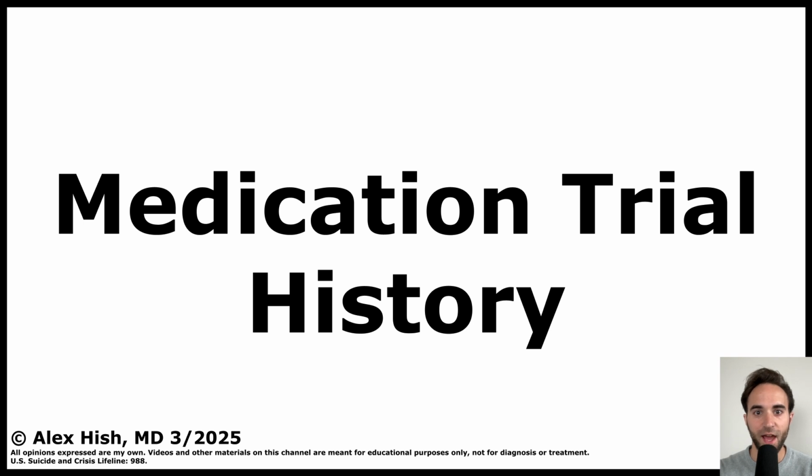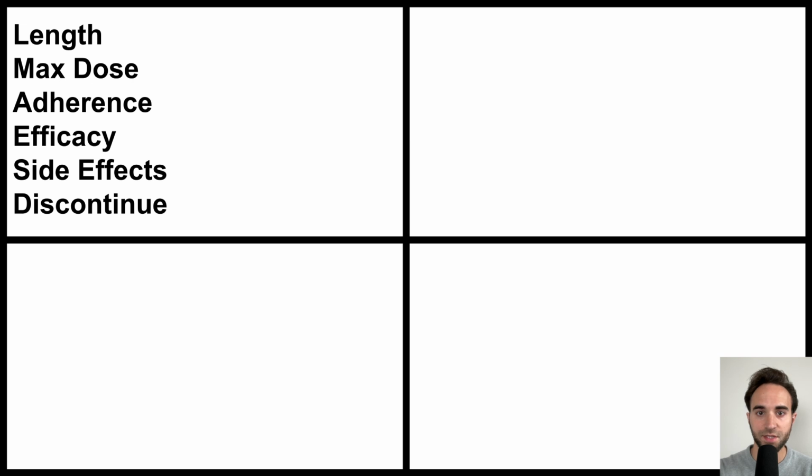This talk is about how to complete a medication trial history in psychiatry. A medication trial history is the history of what psychiatric medications a patient has tried in the past. This should include at minimum 6 components: length, max dose, adherence, efficacy, side effects, and discontinue.